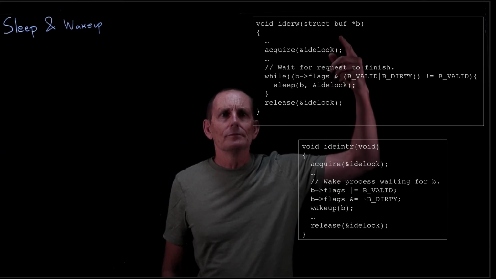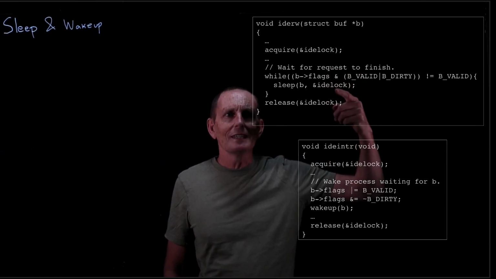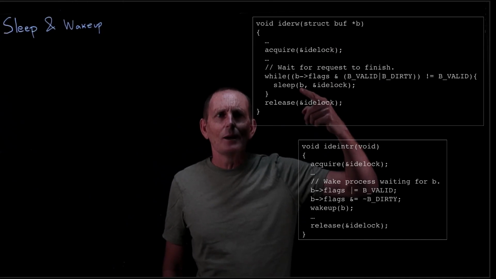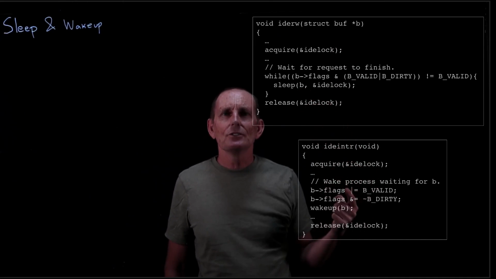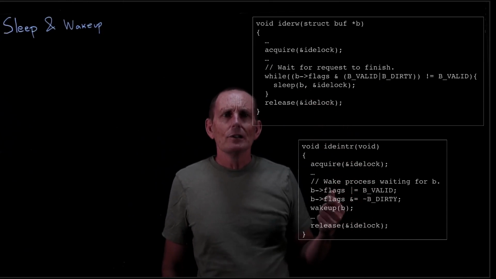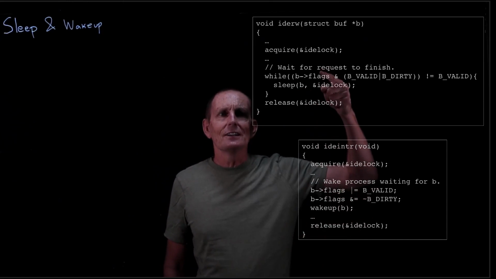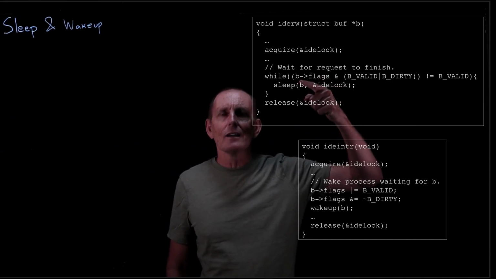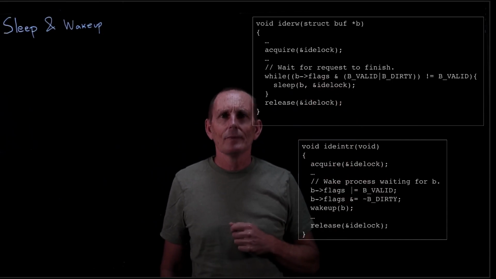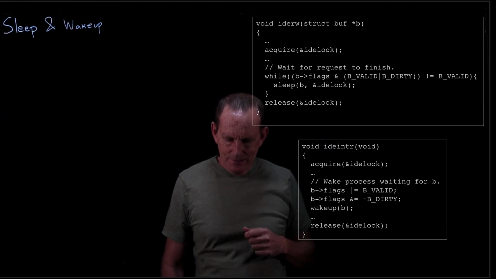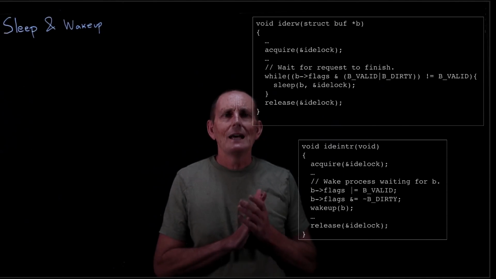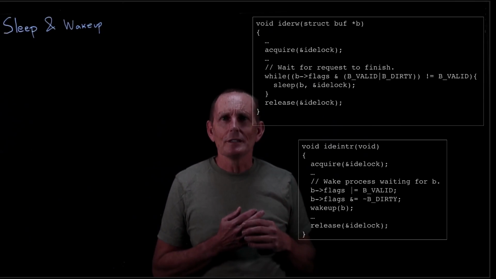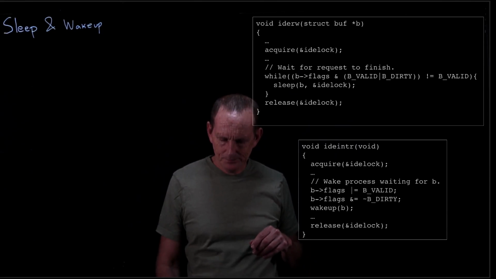So the question comes up, though: the caller, IDE read write, is holding the IDE lock as it goes to sleep, as it calls sleep. But that's a problem because the IDE interrupt needs to acquire it. So shouldn't iderw go ahead and release the lock before calling sleep? And the answer is no, right? As you can imagine, it's written that way for a reason, and if it were written differently, it wouldn't necessarily work. So let's look at what would happen.